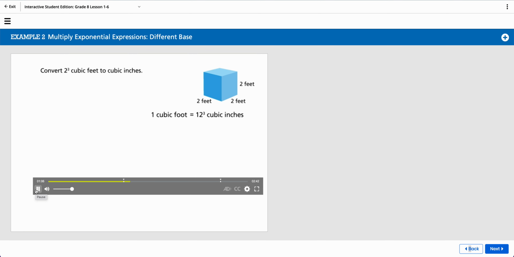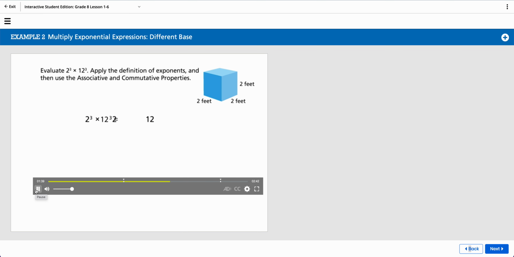Now use the conversion factor to convert 2 to the 3rd power cubic feet to cubic inches. Substitute 12 to the 3rd power cubic inches for cubic feet into the equation. The volume is equal to 2 cubed times 12 cubed cubic inches. Now evaluate the product of 2 cubed and 12 cubed. One way to begin is by using the definition of exponents to expand the product. Now use the associative and commutative property to rewrite the product. The product is 2 times 12 times 2 times 12 times 2 times 12, which is equal to the quantity 2 times 12 to the 3rd power.